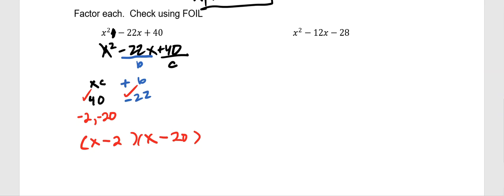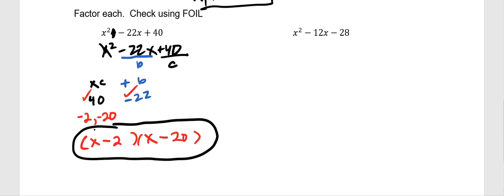If I were to FOIL that as a check, I should confirm I wind up with the correct trinomial. Let's see, x times x, x squared, negative 20x minus 2x, that's minus 22x. Negative 2 times negative 20 is plus 40. So I wind up back where I need to be.